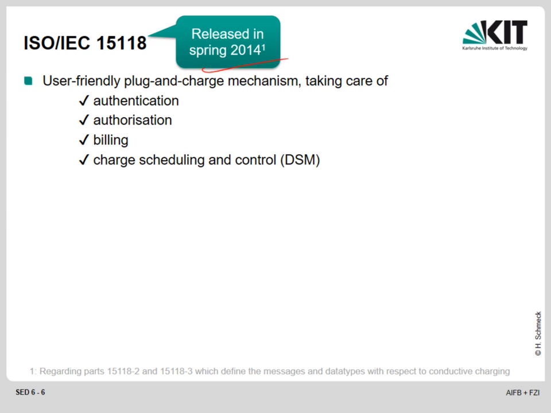You have to find out who is actually the person who wants to get electricity, or which kind of car it is, who is having the contract. Is the person authorized to get access to that charging station? In some way you have to talk about billing, you have to talk about costs, and you have to schedule and control the charging process.